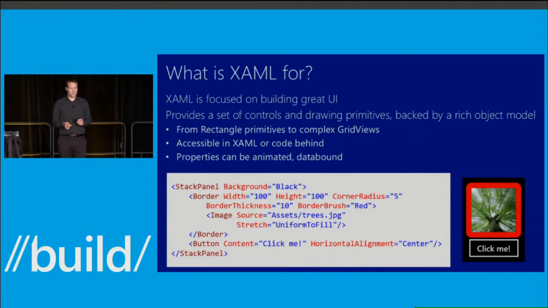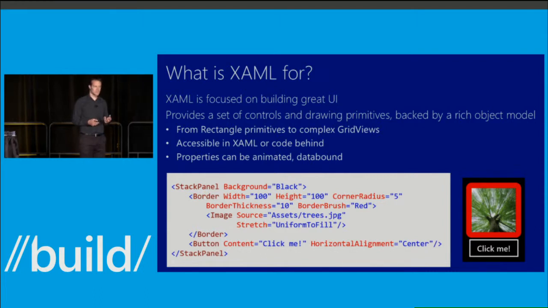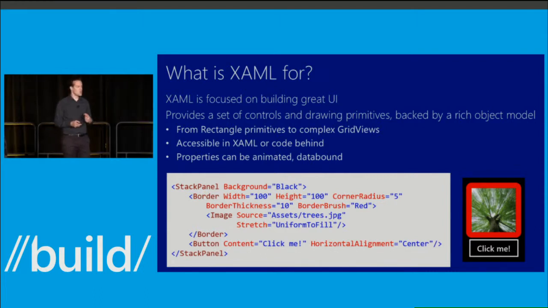So first up, what is XAML for? XAML is all about building UI. It's focused on building great UI experiences and has a very rich set of controls and primitives, all very easily accessible: Rectangle, TextBlock, shapes, ListView, GridView, FlipView, ScrollViewer, all of these fantastic high-level APIs. You can create them via code, you can create them via markup, you can access them from code behind. There's a rich property system. It allows animations, data binding. Accessibility is included, localization, all of these things are included in the UI framework.